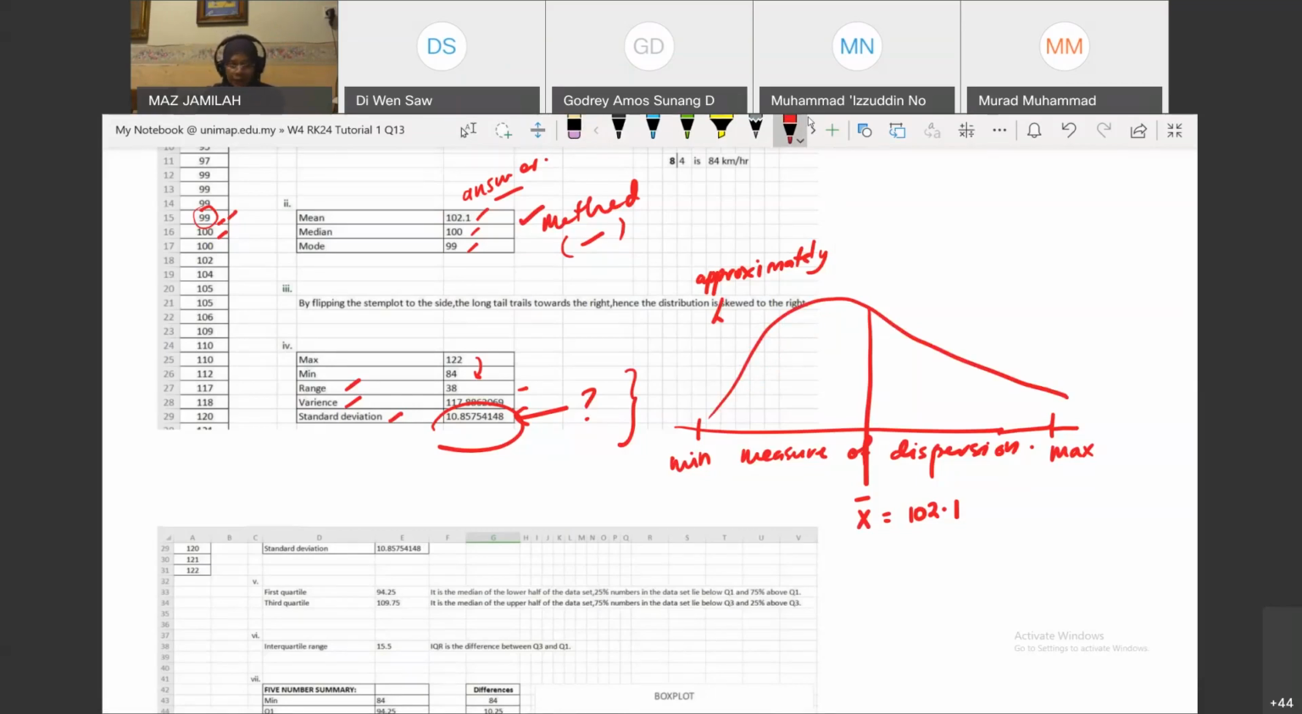What did I tell you about standard deviation? What does the video tell you about standard deviation? In fact, I have discussed this with you in the last week's tutorial. The simplest would be what?